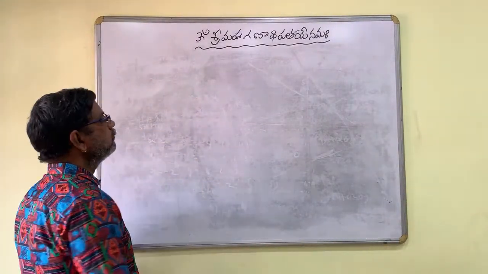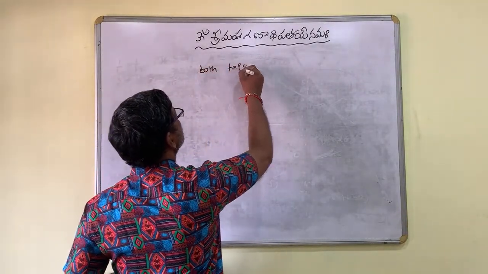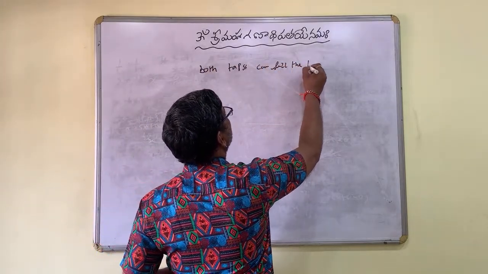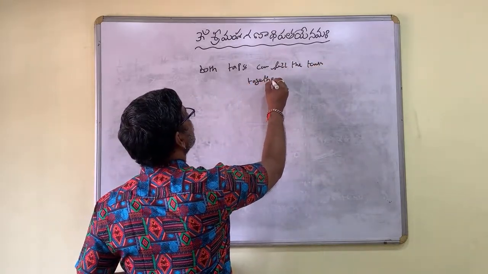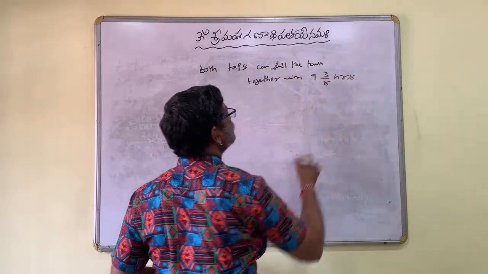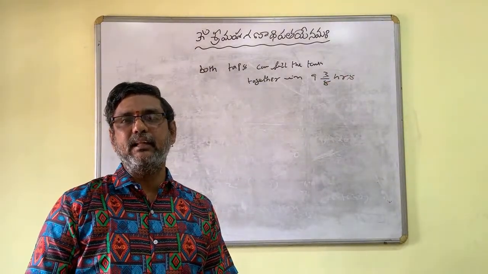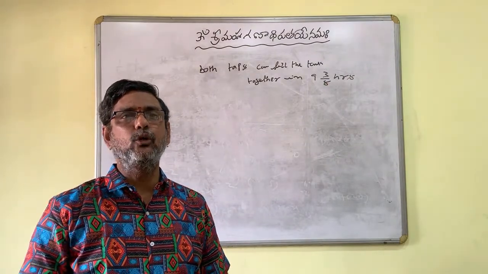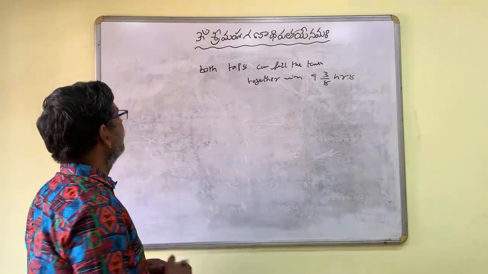So here what we will do: both taps together can fill the tank in 9 3 by 8 hours. Means if both the taps are running together, they can fill the tank in 9 3 by 8 hours. Okay.